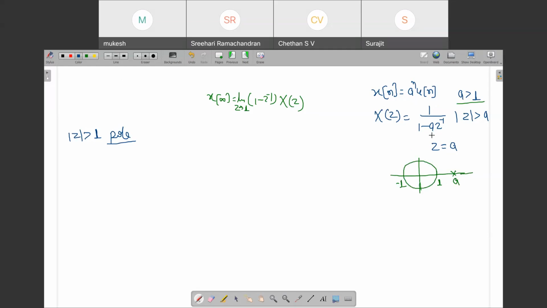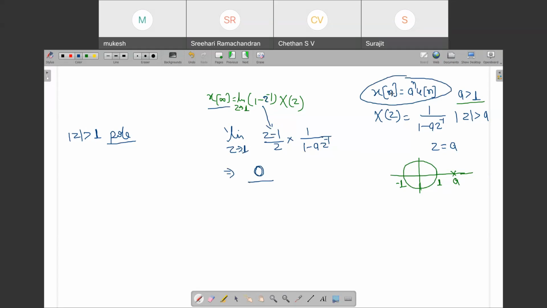Now if we take this x of z and apply the limit z tending to 1, let me just write it in a different way. It will be (z minus 1) upon z, multiplied by x of z, which is 1 upon 1 minus a z inverse. Now when you apply z equal to 1 here, limit z tending to 1, it will become 0, right? Because here we have z minus 1. Once you replace z with 1, you'll get 0. So based on this formula, we are getting x of infinity equal to 0 for this case.